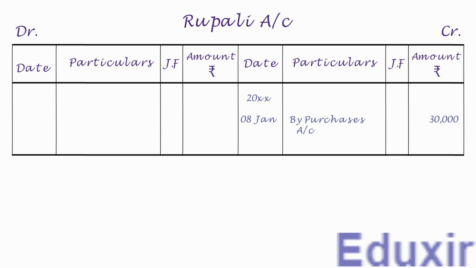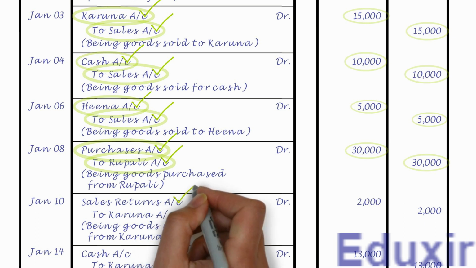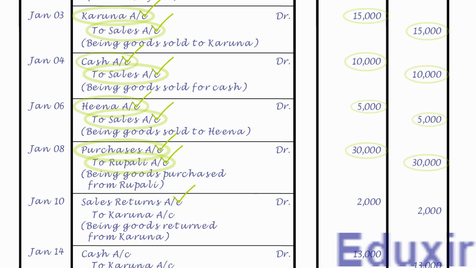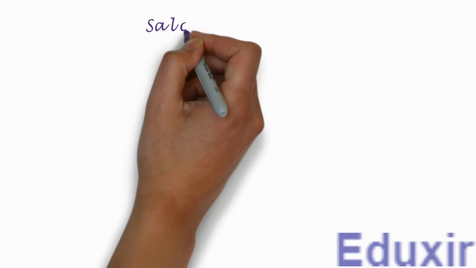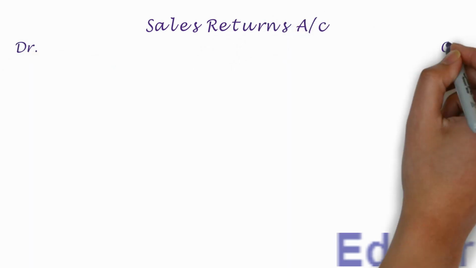Let us now take up the next entry. As the name suggests, it needs to be posted on the debit side of sales returns account and the debit amount is 2000 rupees. Note that the details that need to be posted into the particulars column is Karuna account. For posting this entry, we need to create a ledger account for sales returns as it is not yet created. Let us first write the title as sales returns account. Let us then write the headers DR and CR to designate the debit and credit sides respectively.